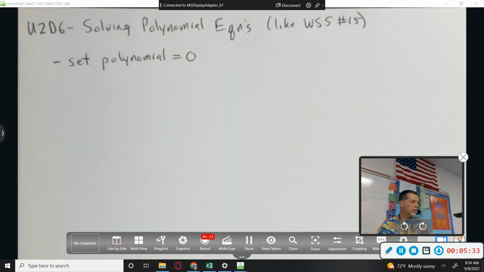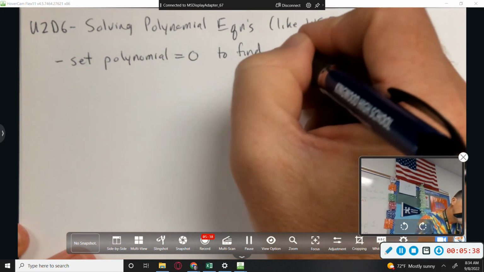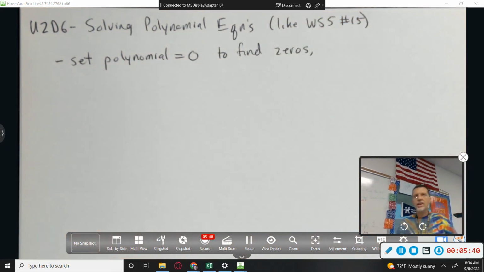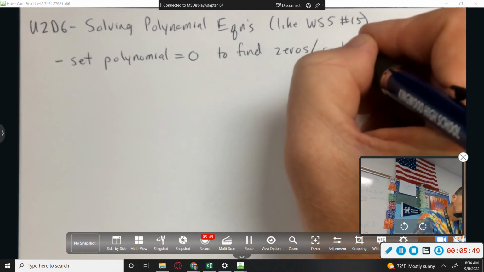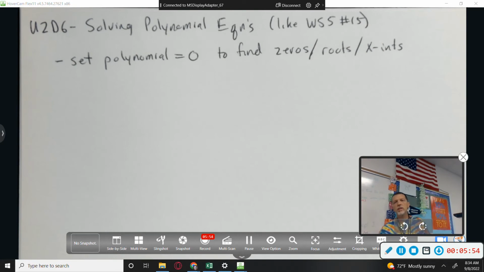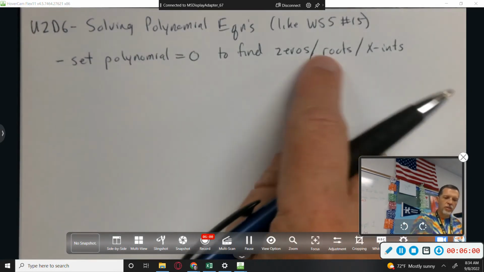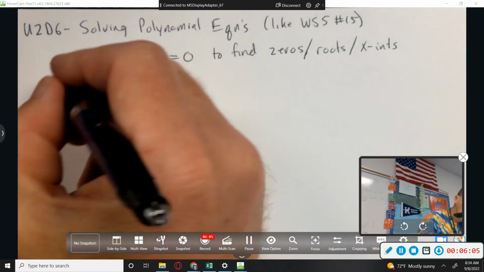Set polynomial equal to 0 to find zeros. That's why they're called zeros. They make the thing equal 0. So set it equal to 0 if you want to find the zeros, or the roots, or the x-intercepts. We kind of use those interchangeably. They're not perfectly interchangeable, because the imaginary zeros and roots wouldn't actually be x-intercepts, but we still kind of use them interchangeably.